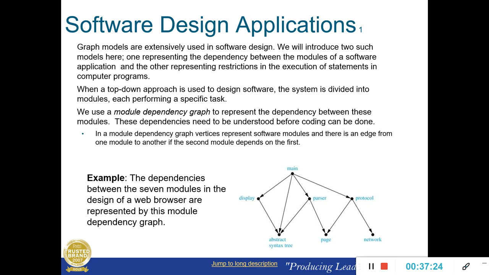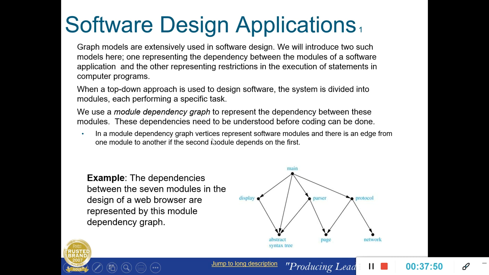And software design applications. We introduce such models, one being the dependency between the modules of a software application, another being the restriction on execution of statements in computer programs. We use a module dependency graph to represent the dependency between these modules. This basically needs to be understood before coding can be done.